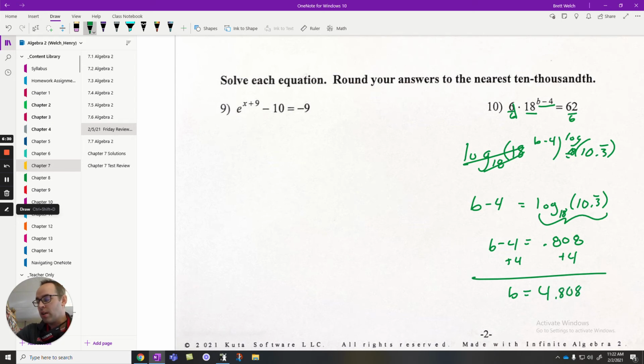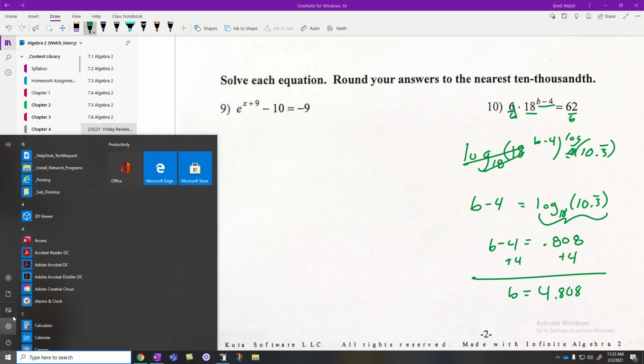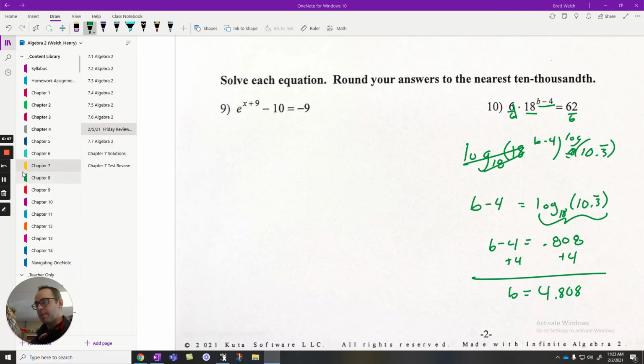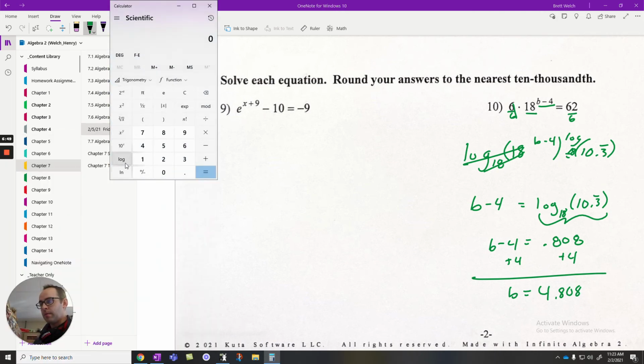4.808. If you're having a hard time evaluating logarithms like this, remember Desmos works pretty well. Other calculators will work. You just have to figure out how to make sure that you're getting it evaluated, typed in correctly. If I use a standard calculator from like a computer, there's my log, but it wants to already know what's going in the log. So it's a little bit different.